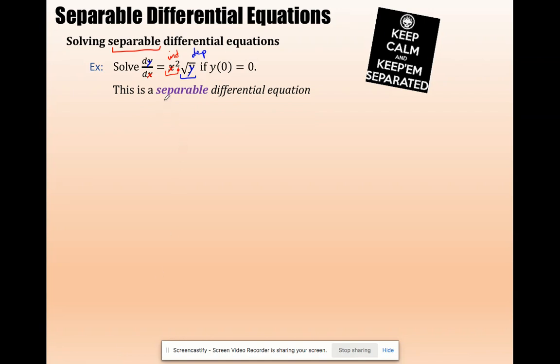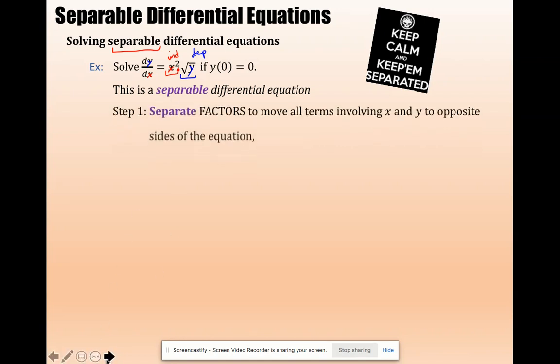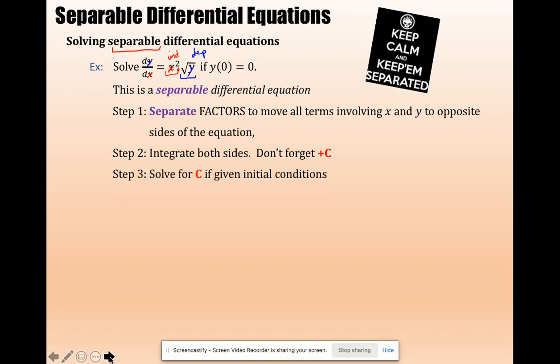So I have to recognize it's separable and then unseparate. So separate the factors, moving all the terms involving x and y to opposite sides. Integrate both sides and then plus c unless someone gives you an initial value.